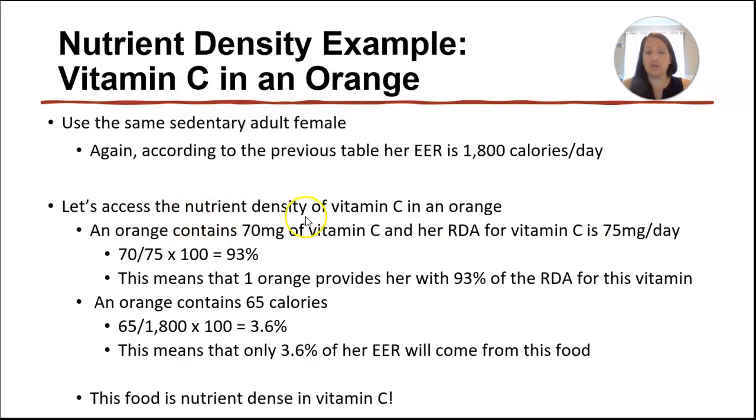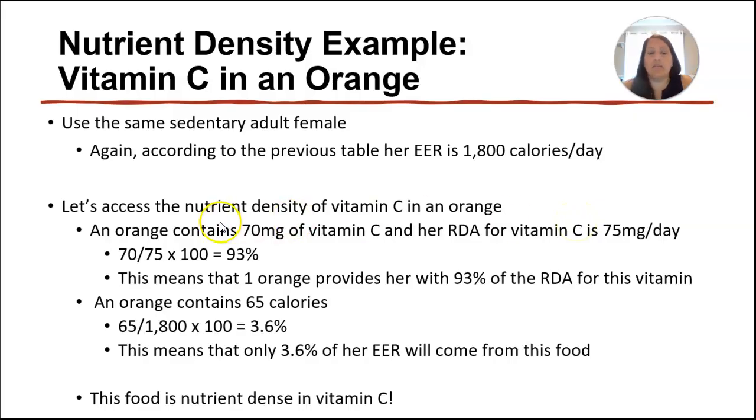Okay, so now let's look at the nutrient density in this orange. So an orange contains, this is something that I looked up, okay, an orange contains 70 milligrams of vitamin C, okay? So one orange is going to give us 70 milligrams of vitamin C. I'm going to use Appendix J to find what her RDA is. Okay, so again, 40-year-old female, or I forget what exactly her age is, but her RDA for vitamin C, let's say, is 75 milligrams per day. Okay, again, using Appendix J, I would get this number.